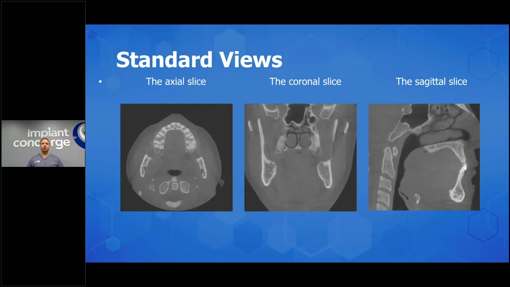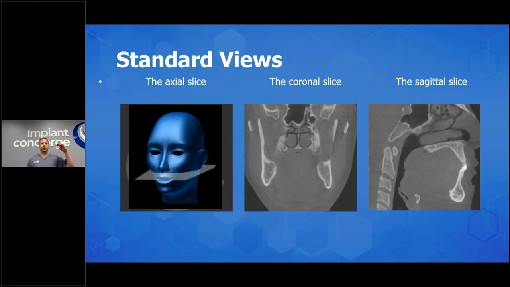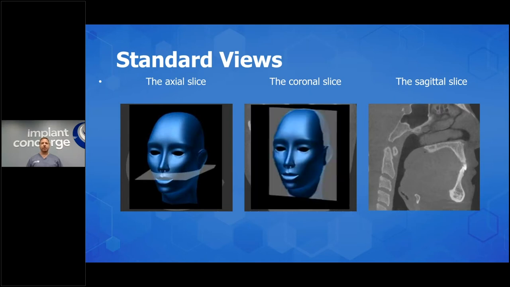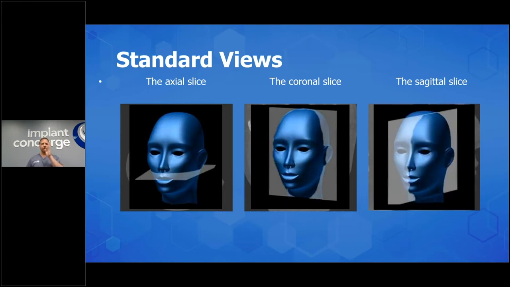So just a quick review. This is very important because these are the views that you're going to see when you're reviewing a cone beam CT. You're going to have the axial, which is parallel to the floor; the coronal, which is really good for looking at your maxillary sinuses, the airway, and nasal cavity, and is parallel to the front of the patient's face; and then finally the sagittal, which is left and right from the mid-sagittal line.